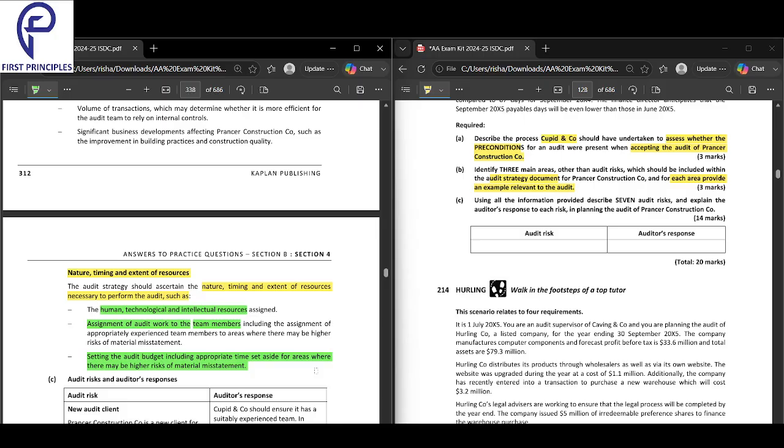Okay. Nature, timing, and extent of resources. That is done. Next, the human, technology, and intellectual resources, assignment of audit work, and setting the audit budget, including appropriate time set aside for areas where there may be a higher risk of material misstatement.